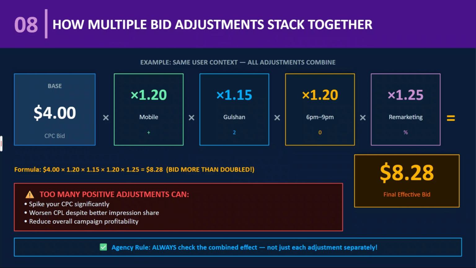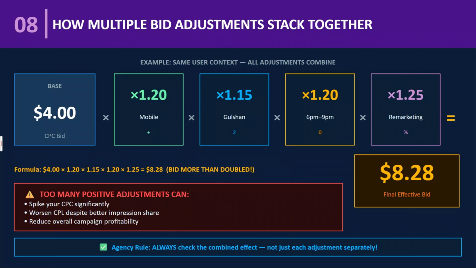Okay. This slide is very important, and it is something many advertisers never think about. What happens? If multiple bid adjustments apply at the same time, they multiply together. Let me show it with a real example. Your base bid is $4. Now imagine a job searches your keyword from their mobile phone in Gulshan at 7 p.m., and they are a remarketing visitor.